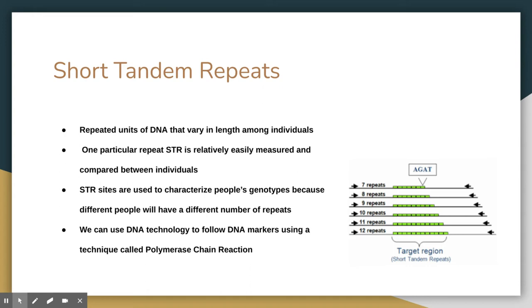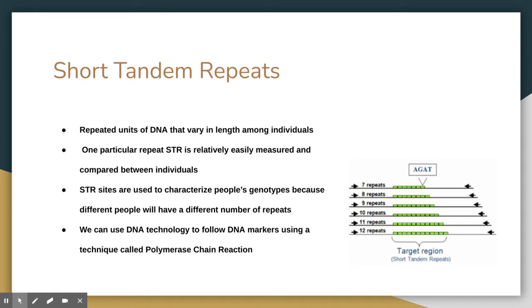STRs are repeated units of DNA that vary in length among individuals. One particular repeat STR is relatively easily measured and compared between individuals. STRs are comprised of units of bases, which are usually 2 to 5 bases long, that repeat multiple times. STR sites are used to characterize people's genotypes because different people will have a different number of repeats.